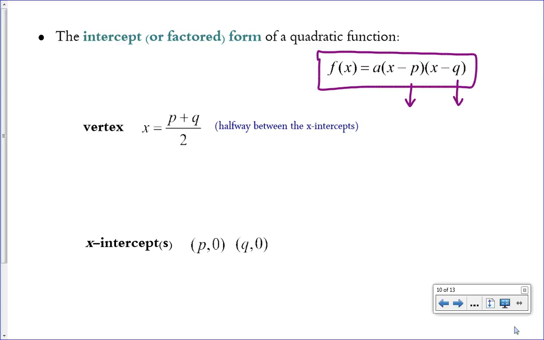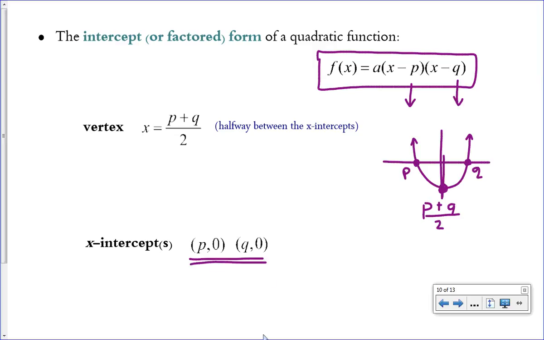So the vertex is going to be located halfway between them. And that should make sense for a parabola on the coordinate plane. If I have a p value and a q value, the vertex is going to be located exactly halfway between them, or the average of p and q, p plus q divided by 2. So the vertex is going to be located by p plus q over 2, and then plug that value in to get y. And then the x-intercepts, this time we don't have to do any work because this thing is already factored. We're looking at them, right? The x-intercepts are going to be p and q. So let's see this in an example.